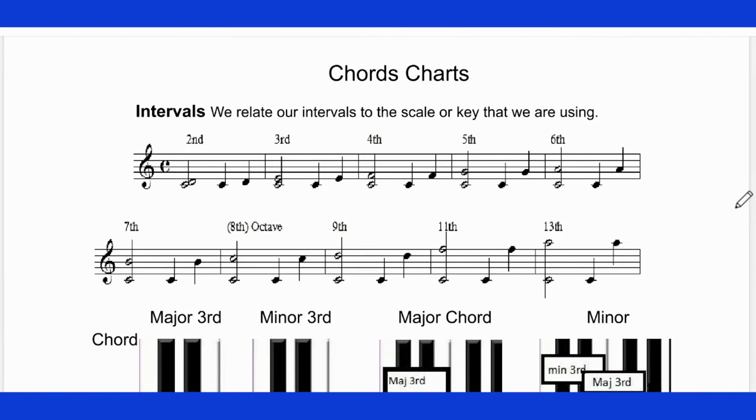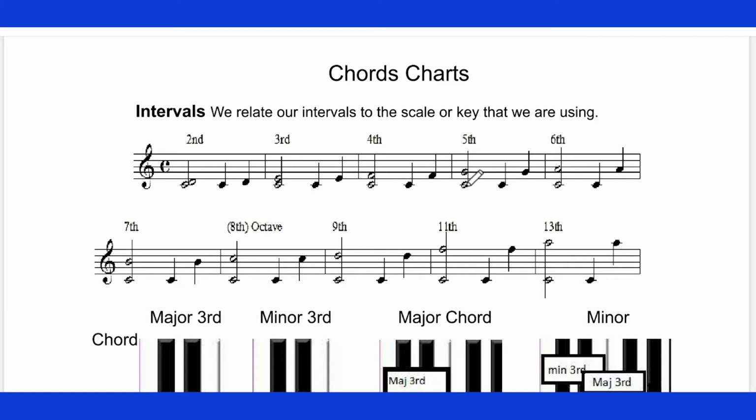So in the chords chart, we first talk about intervals. And this just shows you what the intervals would look like. So in the key of C, because all the intervals are based on the key you're in, from a C to a D, so C being 1, D being 2, that would be a second. And C to E is a third. This would be a fourth, fifth, sixth.